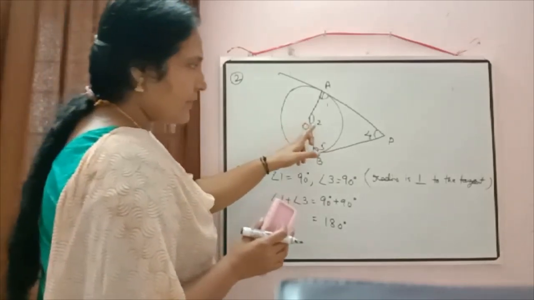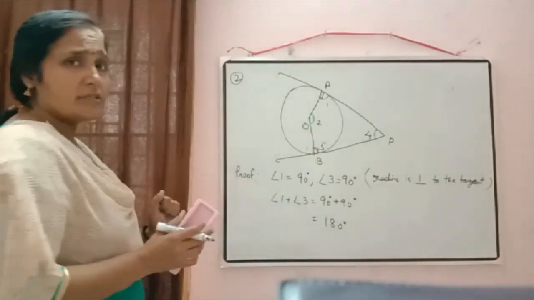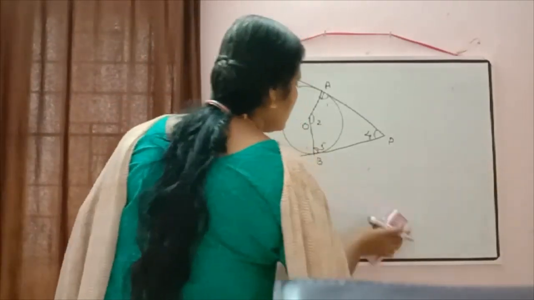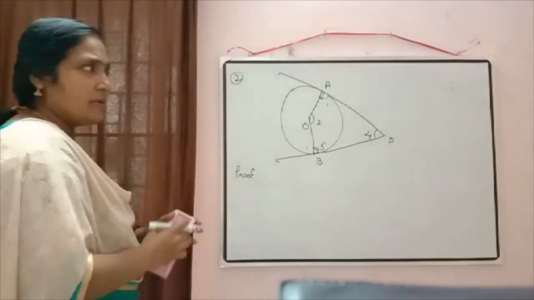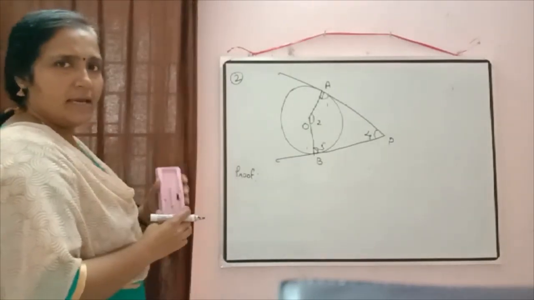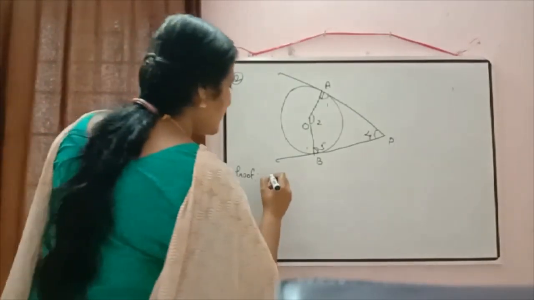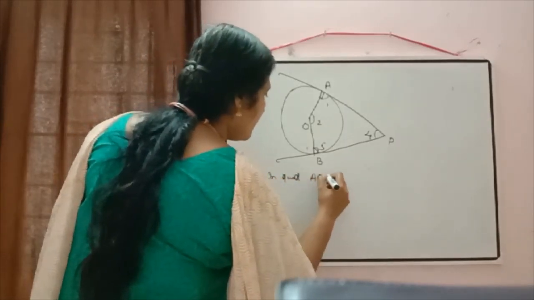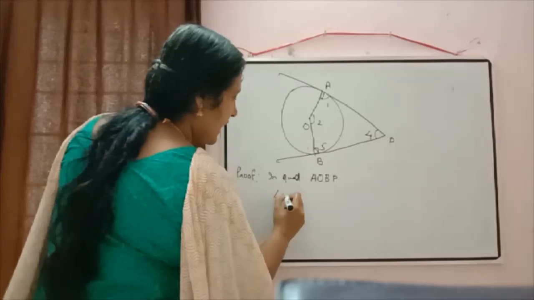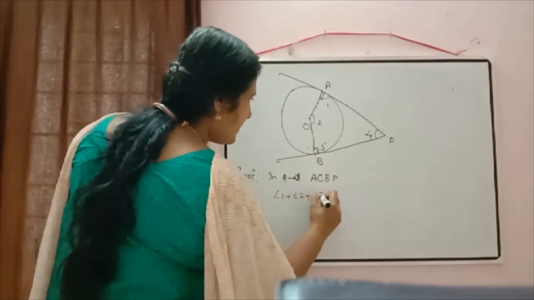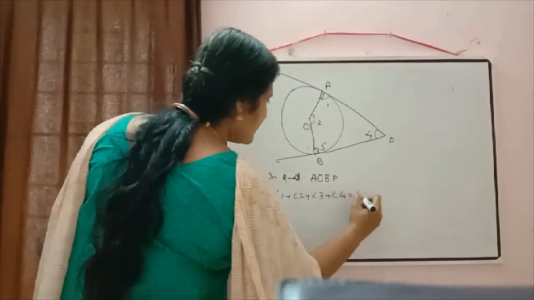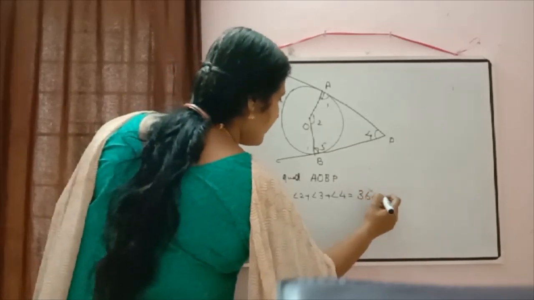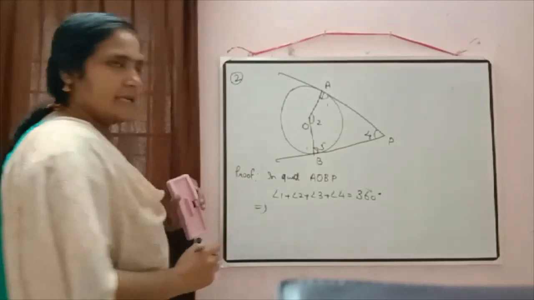Now we have to prove angle 2 plus angle 4 also is equal to 180 degrees. So for that what can we do? Yes, we can use the angle sum property in the quadrilateral. So just write down there, in quadrilateral AOBP we have angle 1 plus angle 2 plus angle 3 plus angle 4 is equal to 360 degrees. It is a quadrilateral, so the sum of all the angles is 360 degrees.